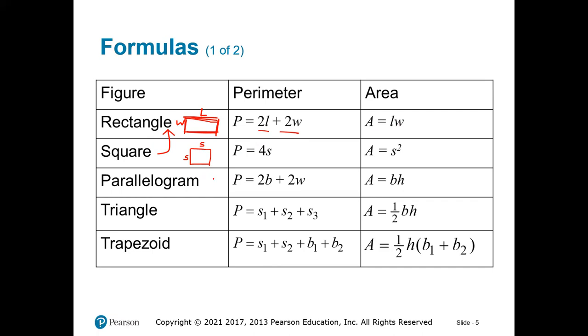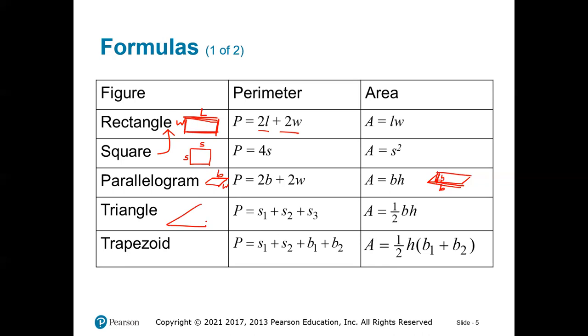If you have a parallelogram, what's the perimeter? Well, it's twice this plus twice this. So this is B and this is W. So it's 2 times B plus 2 times W. And what's the area? Well, if you take a parallelogram and you draw here a line that forms 90 degrees, and we call this H, and this is called B. So that's B times H. B times H is the area of the parallelogram.